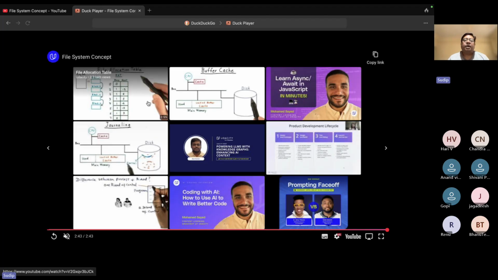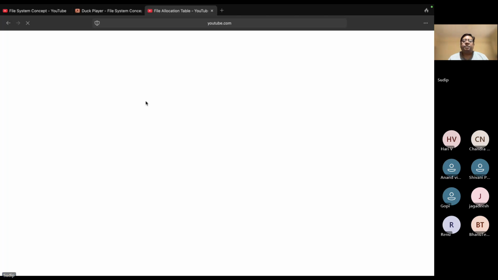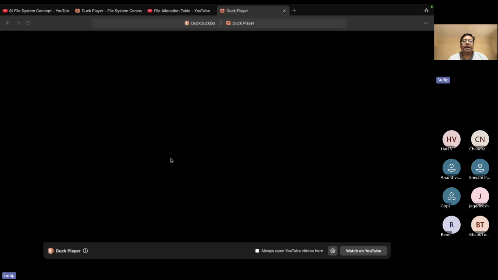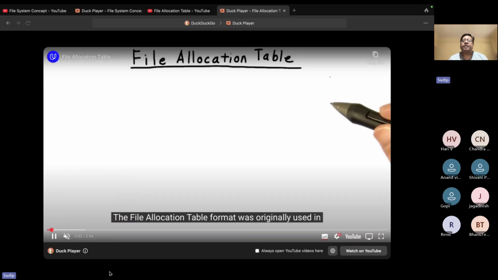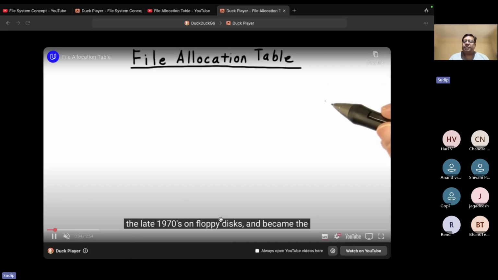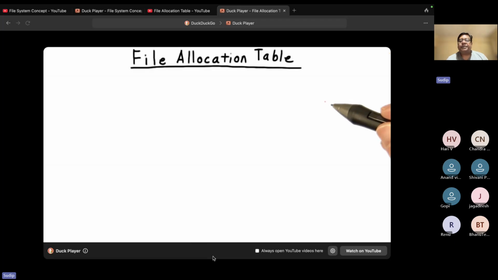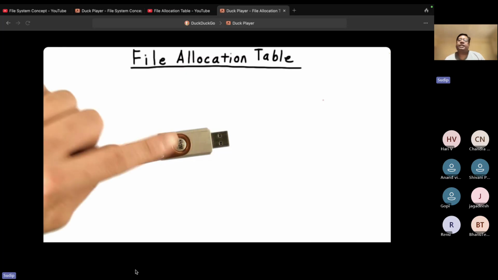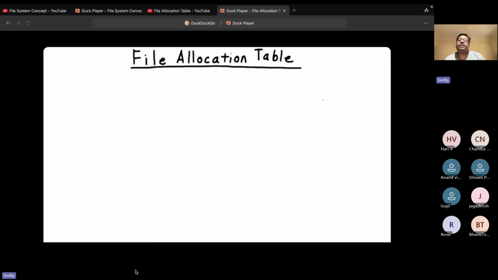Okay. Now, let us understand what exactly happens in a file allocation table, right? A file allocation table is the one which keeps track of what is being written where. It could be on a USB drive, it could be on a hard drive, okay? It could be on any storage media, doesn't matter.